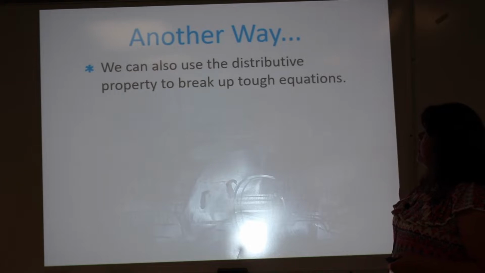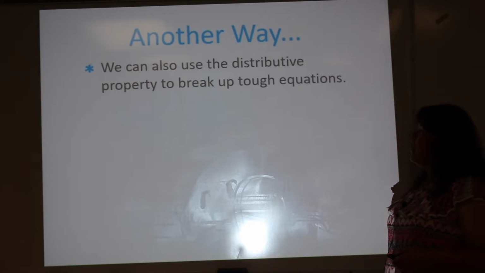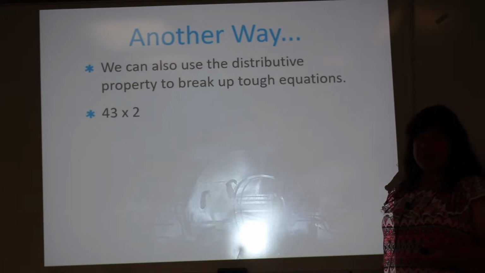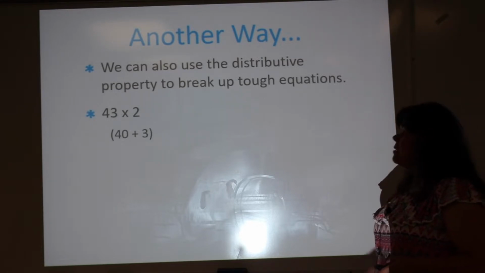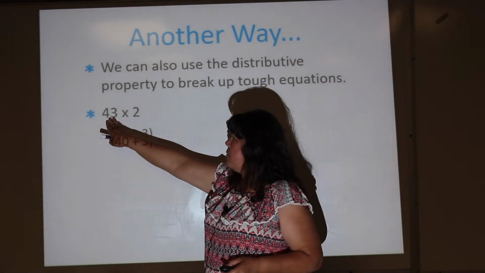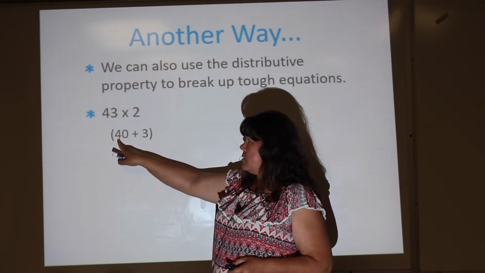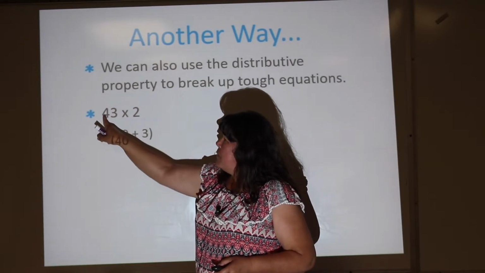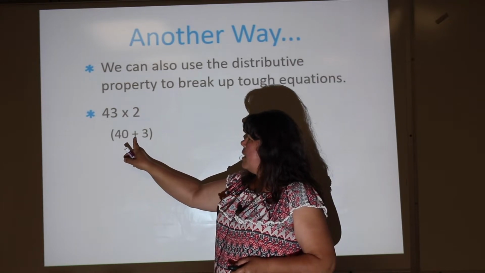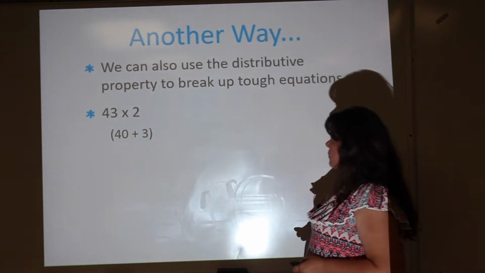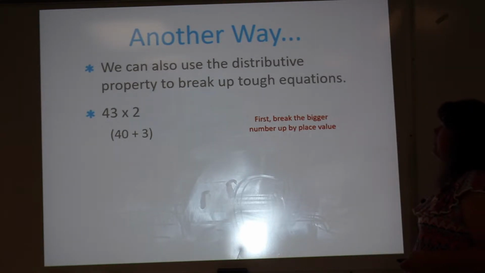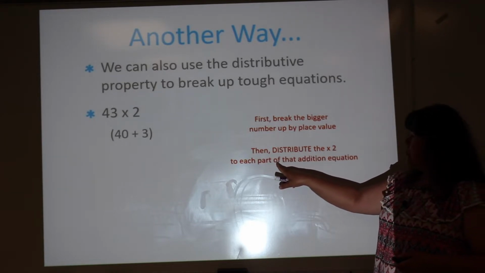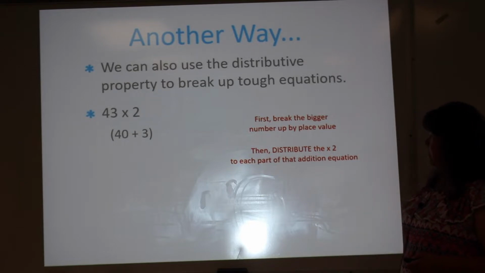Here's another way. We can also use what's called the distributive property to break up these tough equations. Ooh, 43 times 2 is a pretty big equation. So I can look at this in many different ways. I've got a 40 in here. That's going to make it easier to multiply. Plus I've got this 3, so I've taken my 43 and I've broken it up into a 40 plus 3. It still equals 43 though. First you break up the bigger number by the place value. Then you distribute the times 2 to each part of that addition equation.